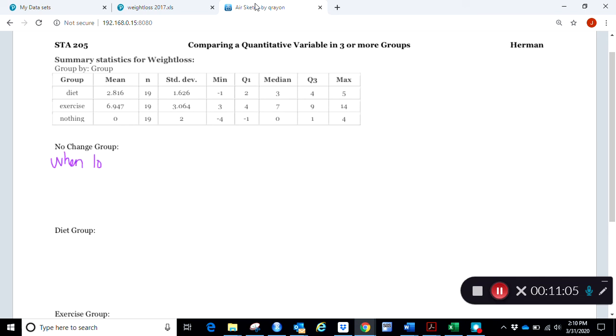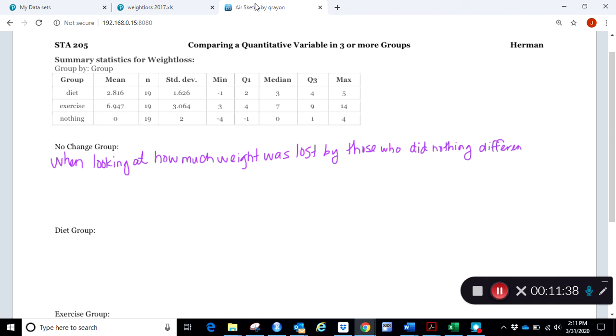So when looking at how much weight was lost by those who did nothing different, the shape of our data is unimodal and pretty symmetric, with no outliers.